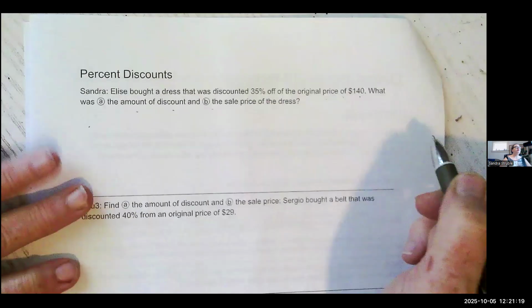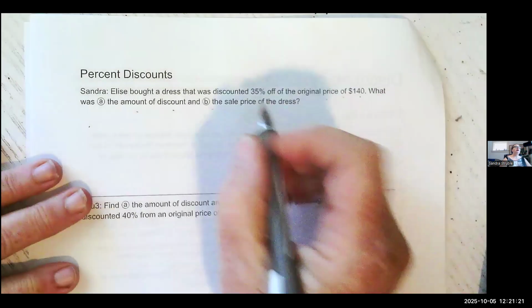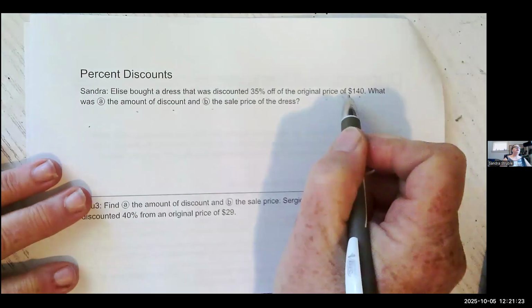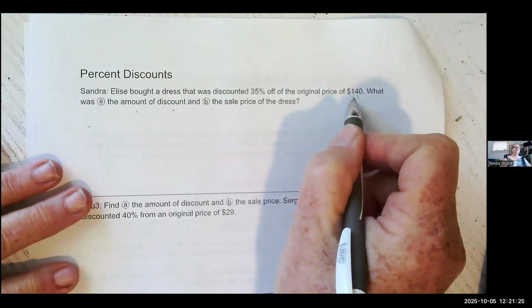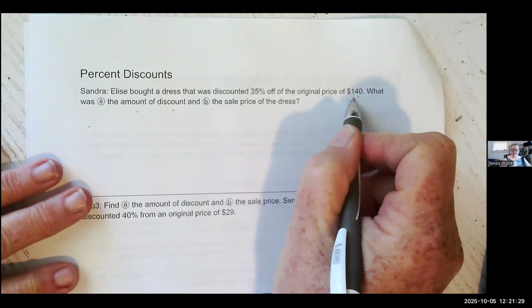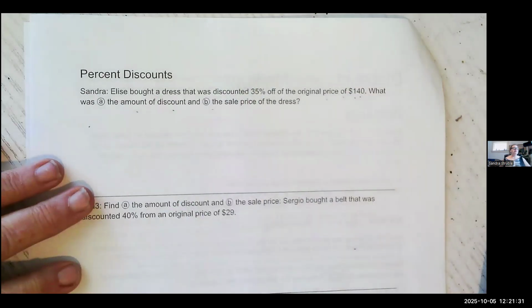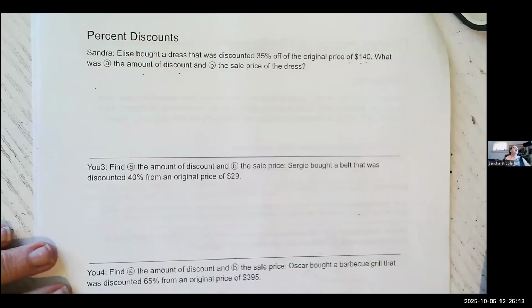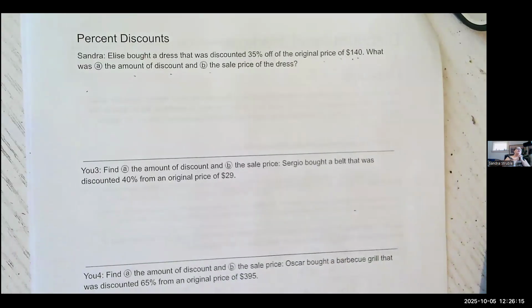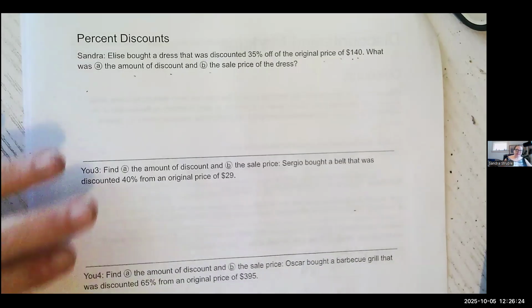So we've got two different pieces to do here. One, we have to find out what 35% of 140 is, because that's going to be the amount of the discount. Okay, Elise bought a dress that was discounted 35% off of the original price of $140. What was the amount of the discount and then the sale price of the dress? And I'll show you both pieces of that.